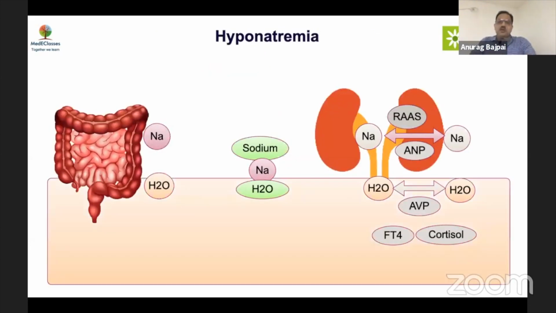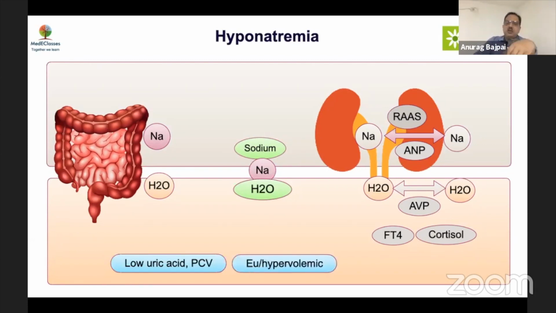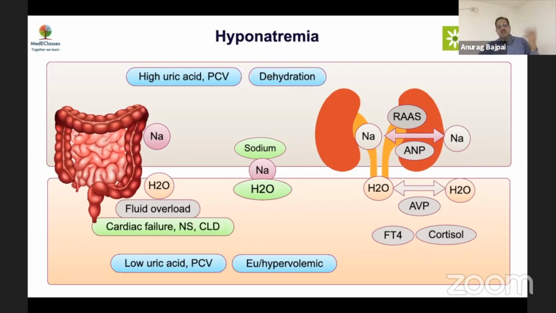So hyponatremia will happen if you've got too much water or too little sodium. If it is because of fluid overload, you will have hemodilution, low uric acid, low PCV, and the person will be overloaded or hypervolemic, while if it is because of a sodium loss, it will be high uric acid, a PCV will be more, there will be dehydration in that regard. The typical causes are fluid overload because of a cardiac disease, nephrotic syndrome, CLD. It could be because of SIADH or an endocrine defect.